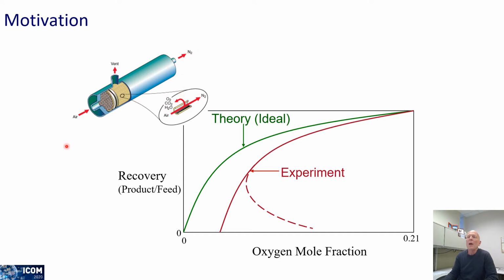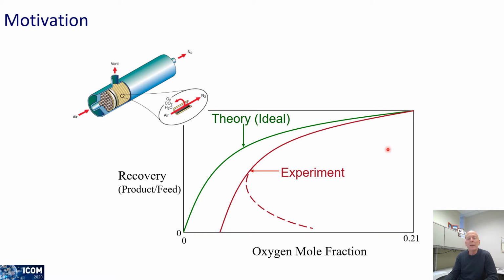As the air flows through the lumens of the fibers, oxygen permeates preferentially relative to nitrogen, leaving behind a nitrogen-enriched stream. One of the key performance metrics when quantifying the performance of these modules is the ratio of the product flow rate, the nitrogen flow rate, to the feed, which is referred to as recovery, and how that depends upon the oxygen concentration of the product, the retentate. Theoretically, if you assumed you had an ideal countercurrent module, you would expect to see performance that would follow along this green line right here.